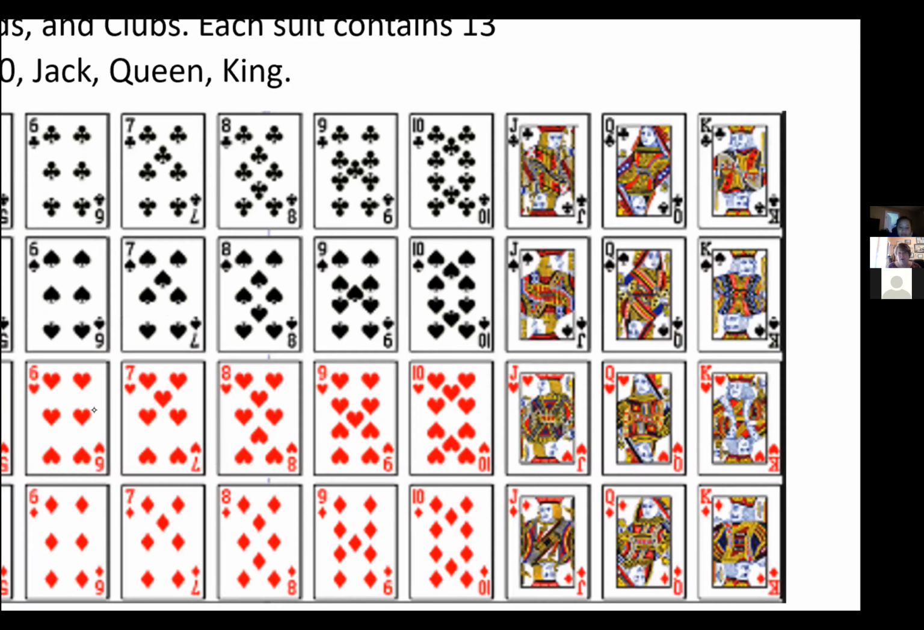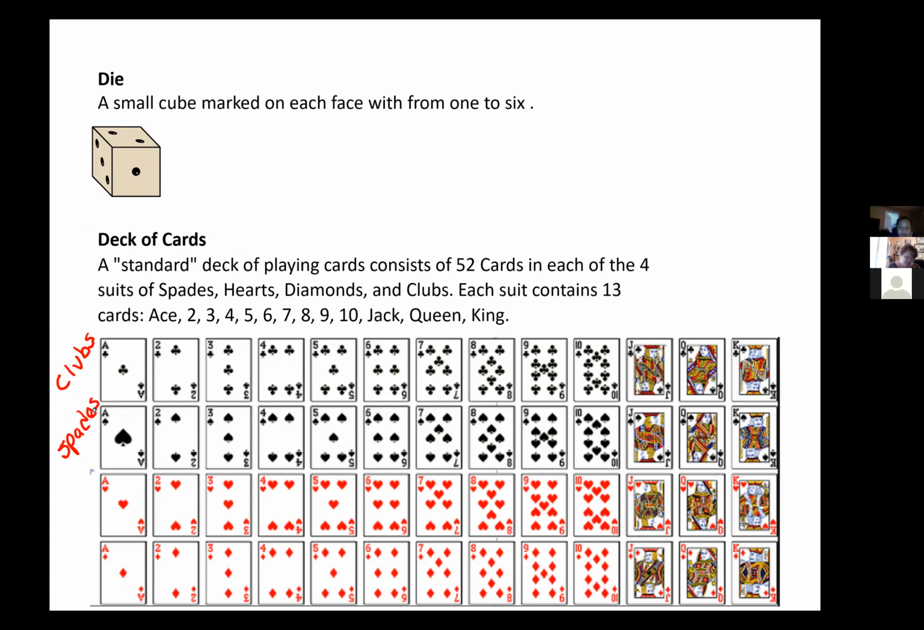Our 2 suits of red cards are hearts and diamonds. So out of our 52 cards, 26 of them are black and 26 of them are red. 13 of them are clubs, 13 are spades, 13 are hearts, and 13 are diamonds.